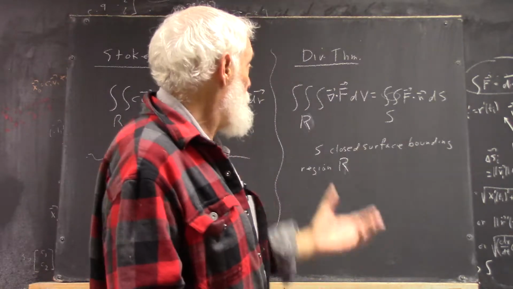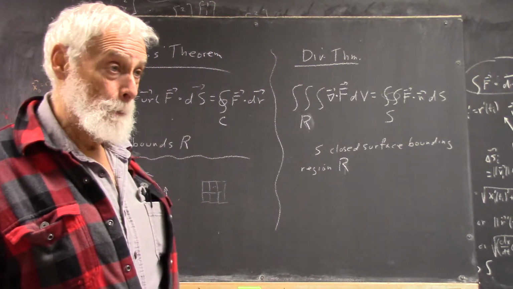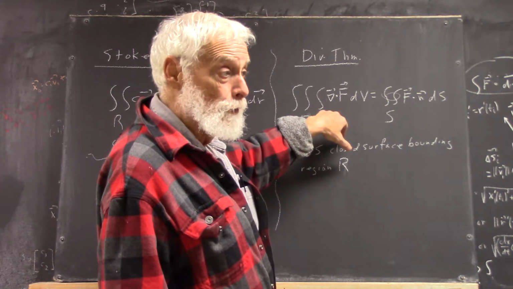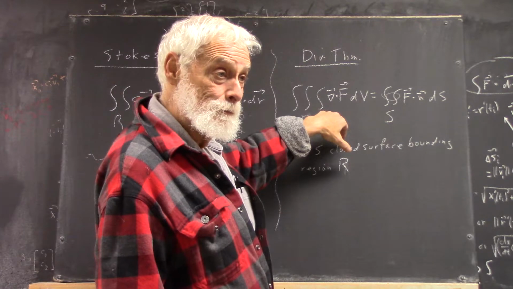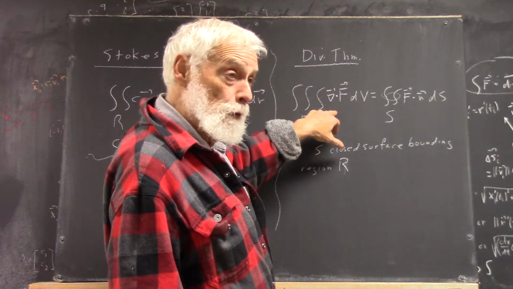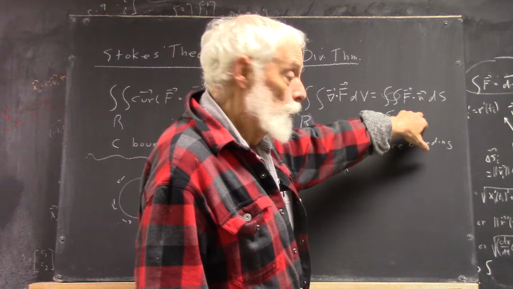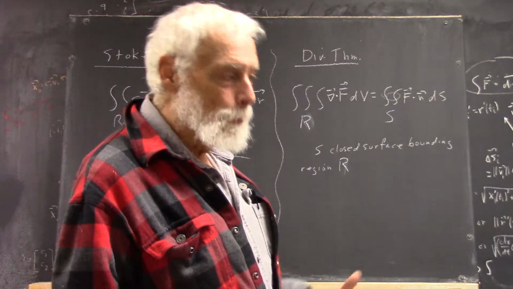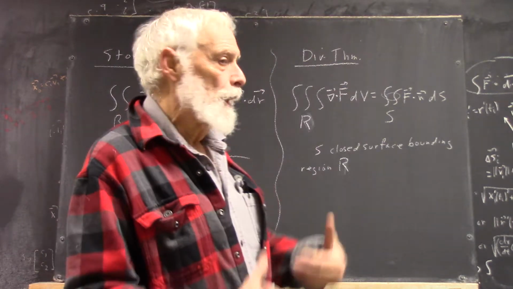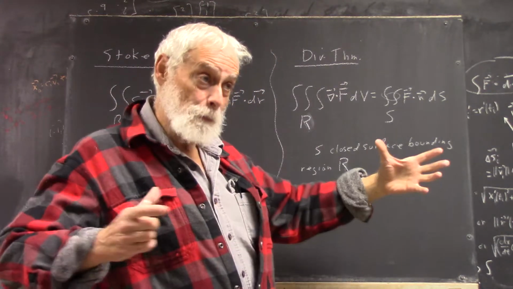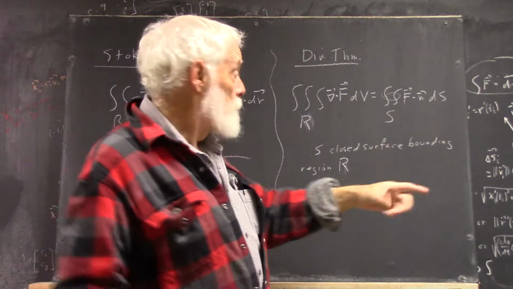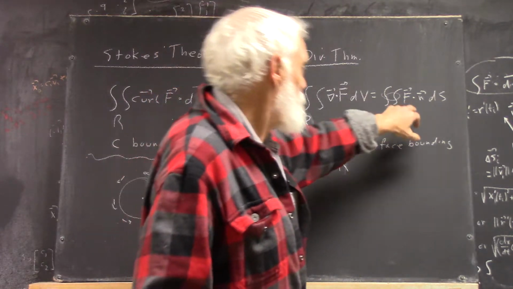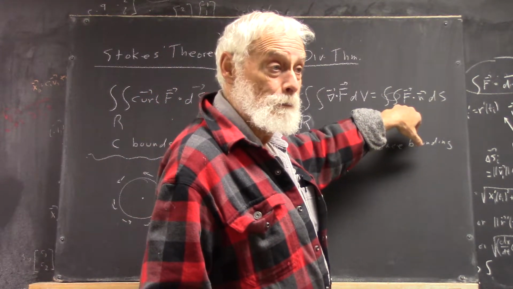Okay? Now the surface bounds the region. And this says that if you have a divergence within that region, then you integrate that divergence, and it's equal to the total amount of flow across the surface. And in particular, if you have an incompressible fluid, well, what goes in has to come out. There's no compression or expansion, okay? Which means that the divergence is everywhere zero, so that this integral has to be zero.